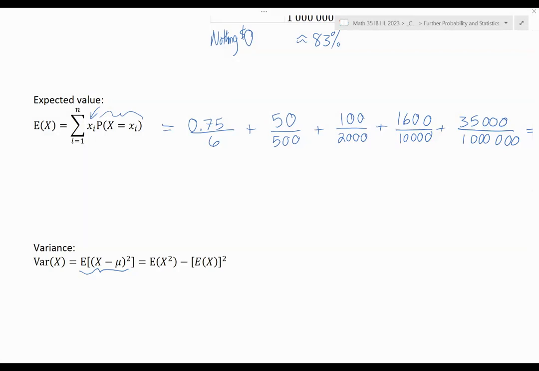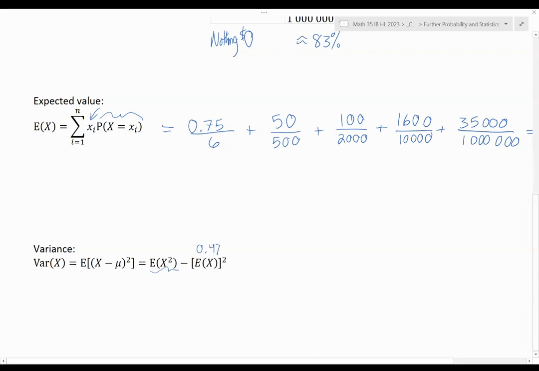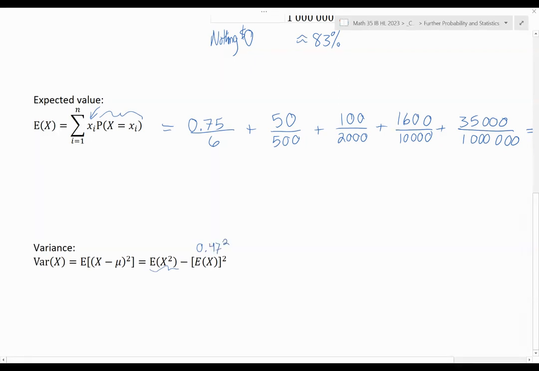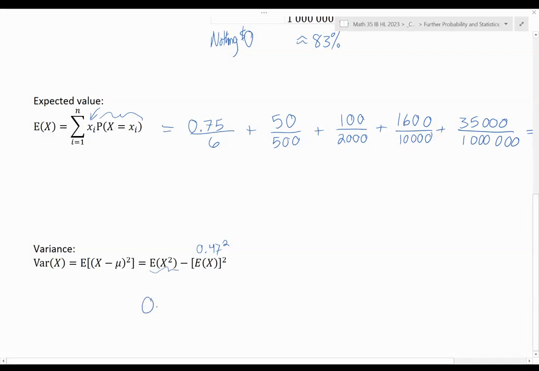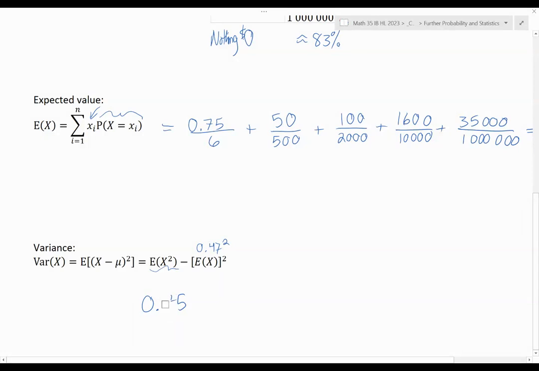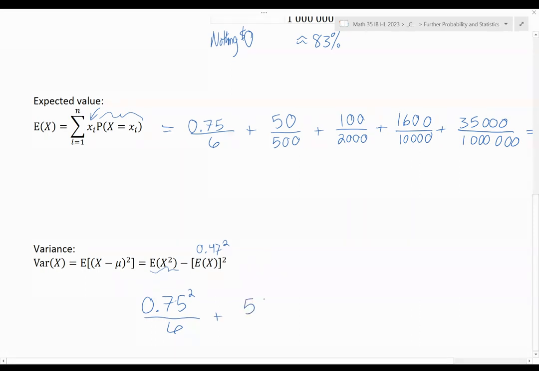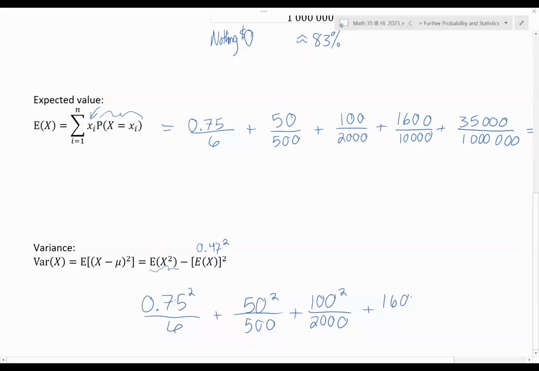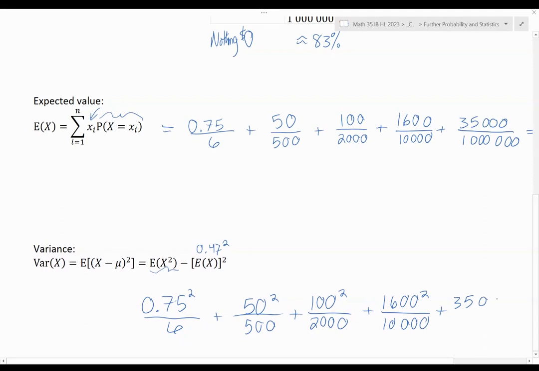But the one that's usually easier to calculate is this second formula here, where we take the expected value of X squared minus the expected value of X, all squared. So this one is the 0.47 that we just calculated squared. E of X squared is if I take each x value and square it, so 0.75 squared, and multiply it by its probability, so in this case divided by 6, plus 50 squared divided by 500, plus 100 squared divided by 2,000, plus 1,600 squared divided by 10,000, plus the 35,000 squared divided by 1,000,000.